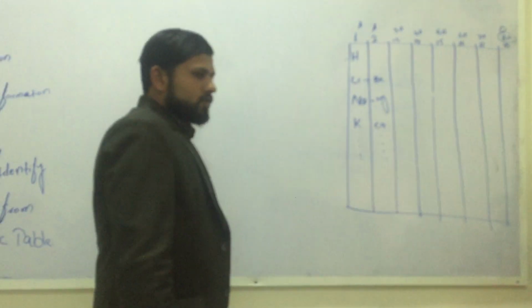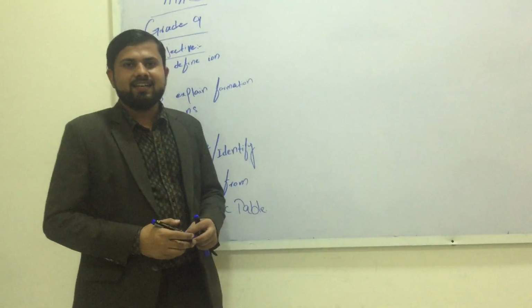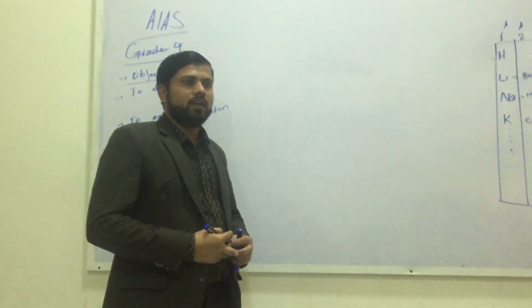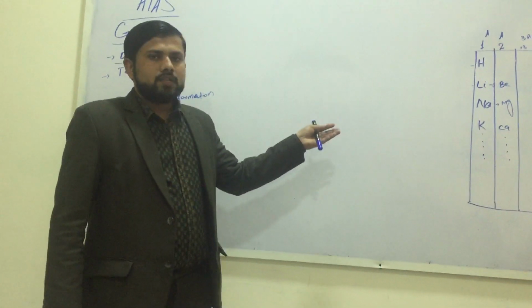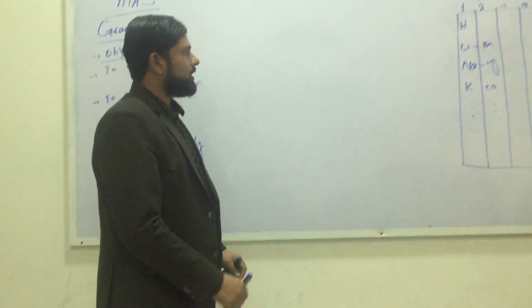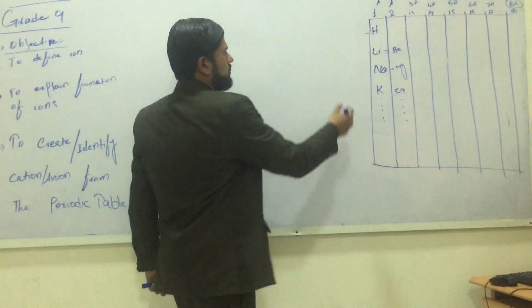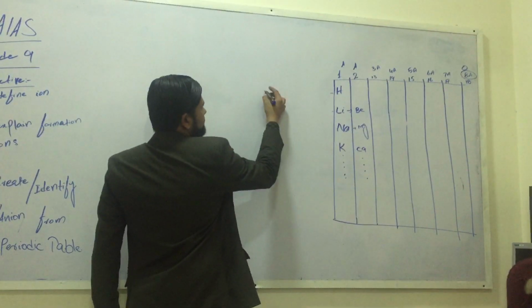Okay, so the main point is we are talking about cations and anions. Cation means positive ion, and as you know very well, all these elements are neutral in this form. Why are they neutral? I'll give you just a short hint. For example, let's talk about sodium.